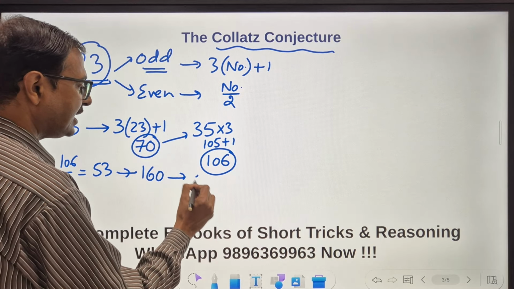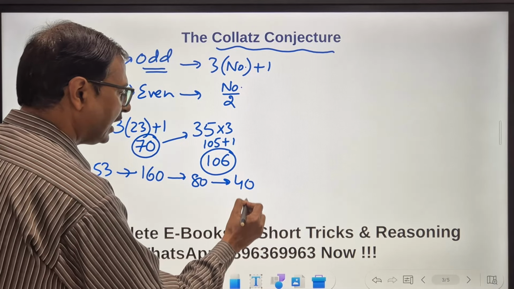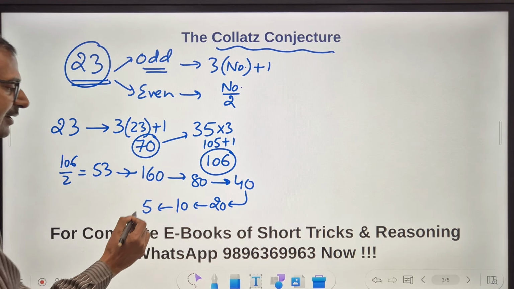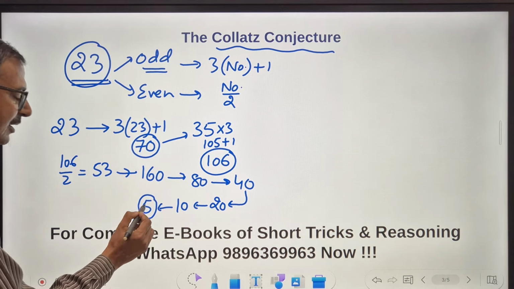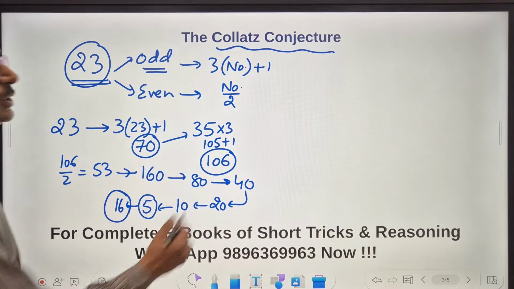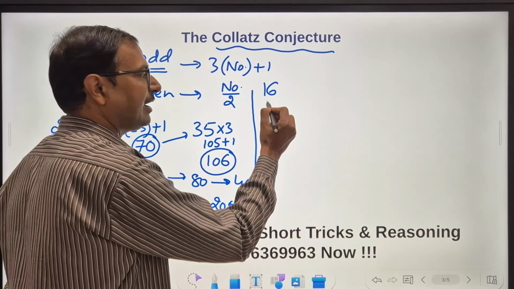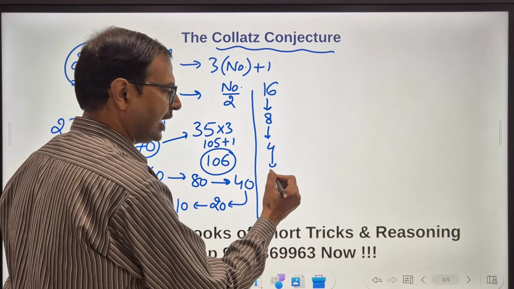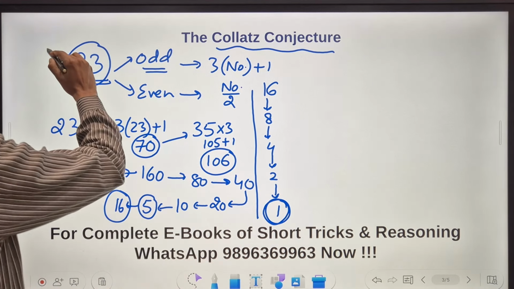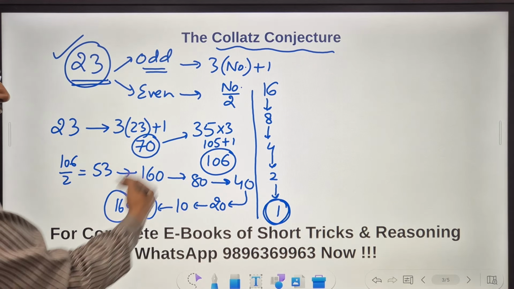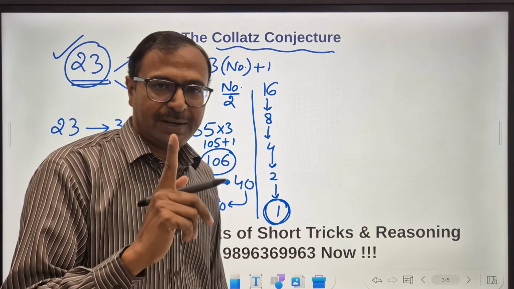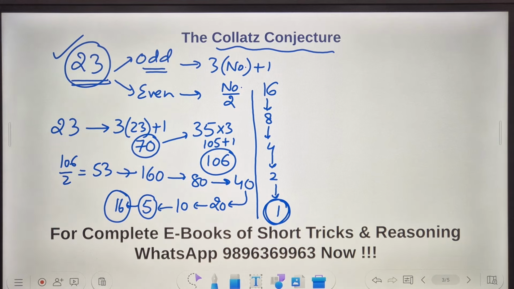Half of 160 is 80, half of 80 is 40, half of 40 is 20, half of 20 is 10, half of 10 is 5. That is easy, right? And then 5 threes are 15 plus 1, 16. And see what happens after getting to 16. Once I get to 16, the half is 8, the half is 4, the half is 2, and the half is 1. Collatz said that irrespective of whatever number you start with, if you follow this pattern, you are always going to end up with 1. And that is the property which he gave.